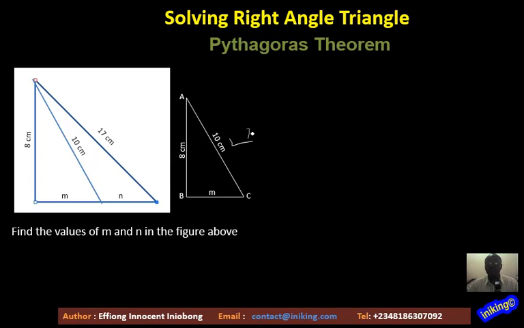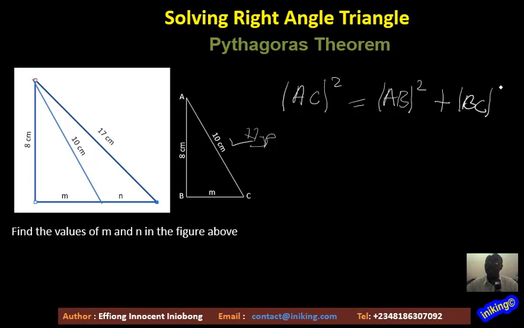Here is our hypotenuse. So I can establish again there that AC, which is the hypotenuse, squared, is equal to what? AB squared. What are we supposed to do here? Remember, it's the sum of the squares of the other two sides, and then BC squared. Of course, from this, we can easily get our M.